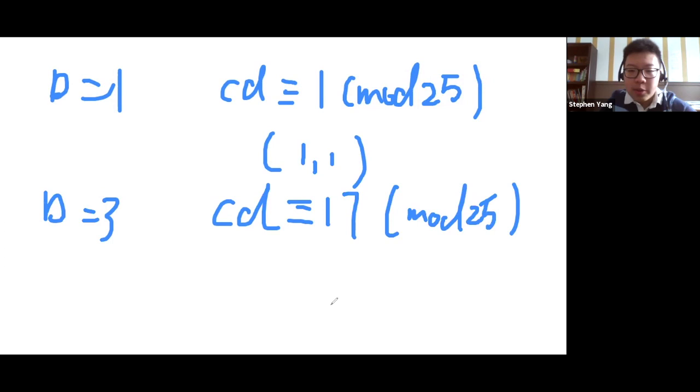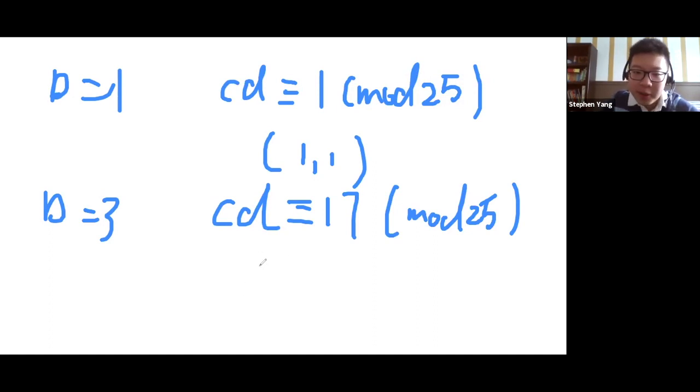Just a quick question. Does anyone know why CD is congruent to 17 mod 25? So I assume that is no question.